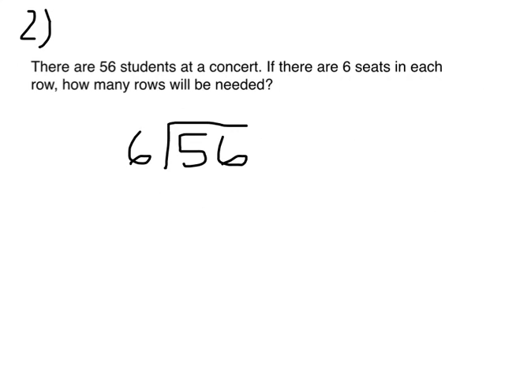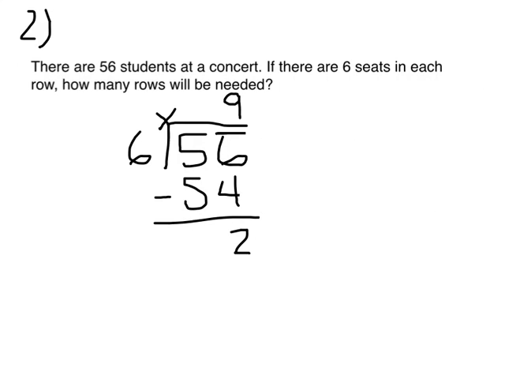Let's do that division problem now. Should I start dividing with 5 tens or 56 ones? I should start with 56 ones. I don't have enough tens to split them into a group of 6. How many times does 6 go into 56? 6 goes into 56 9 times. What's 9 times 6? It's 54. When I subtract, there are 2 left over.